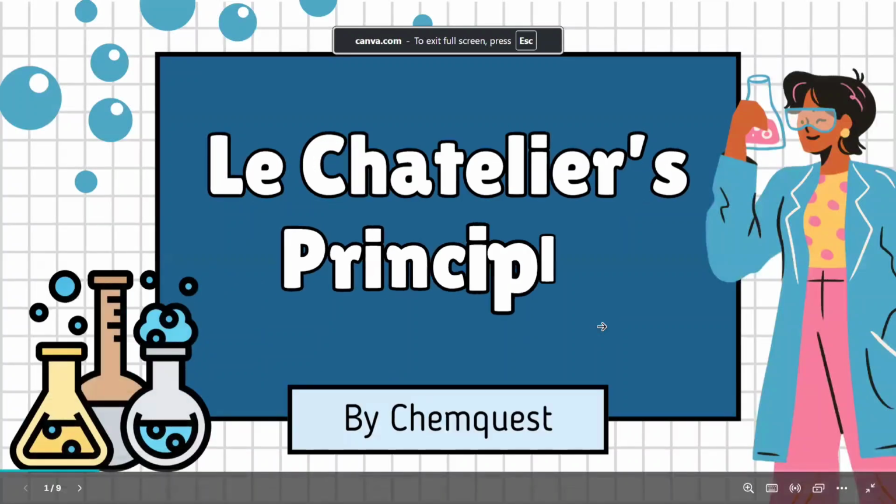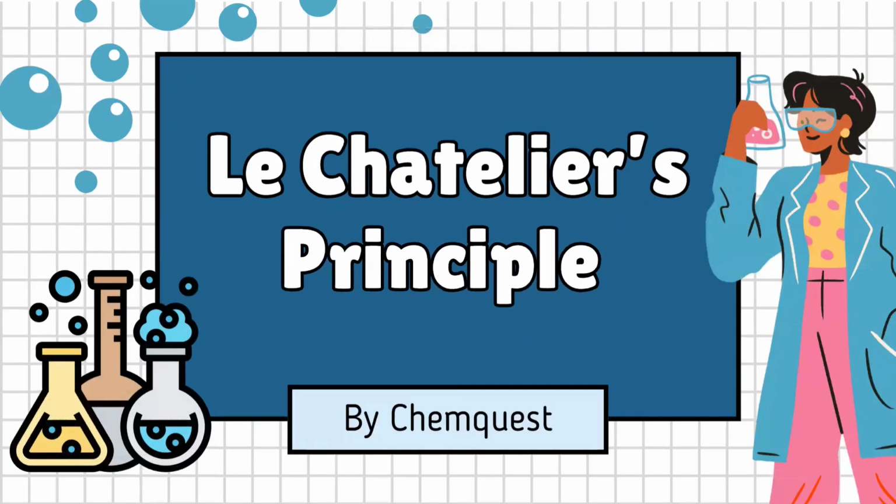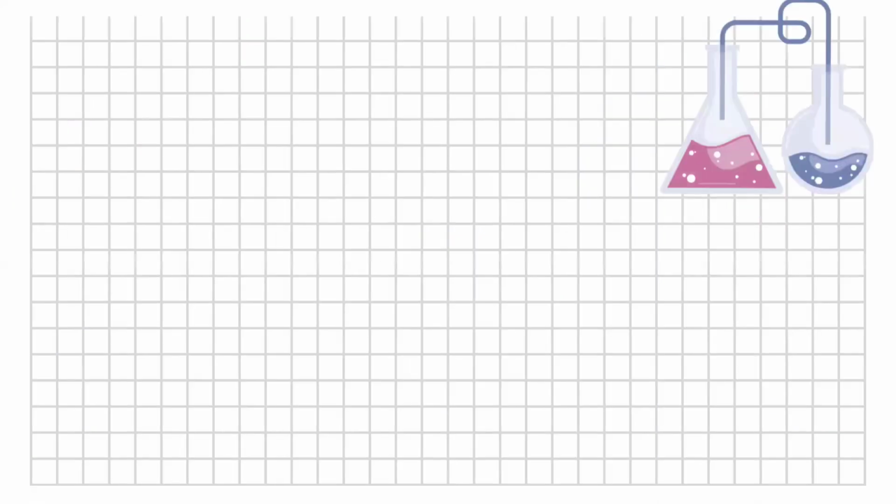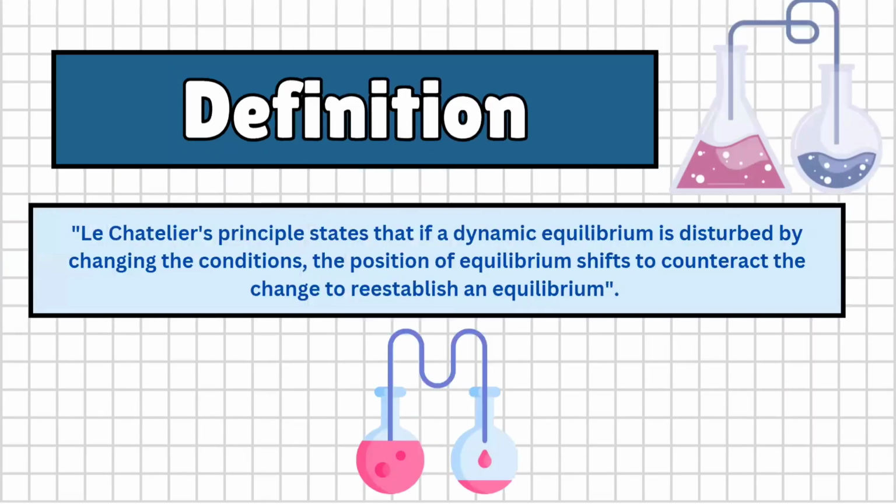Hello students, today we'll come to know about Le Chatelier's principle. So let's understand its definition. It states that if dynamic equilibrium is disturbed by changing the conditions, the position of equilibrium will shift to counteract the change to re-establish an equilibrium.